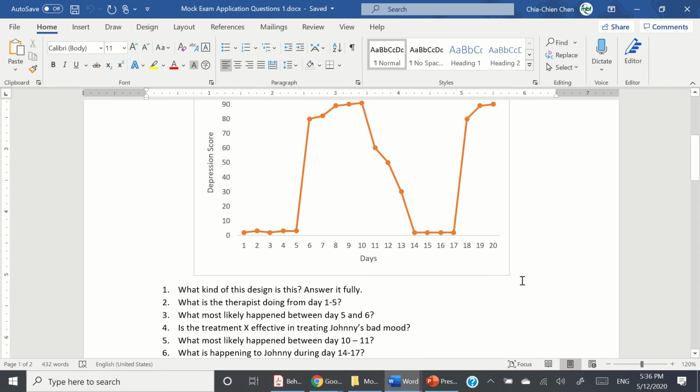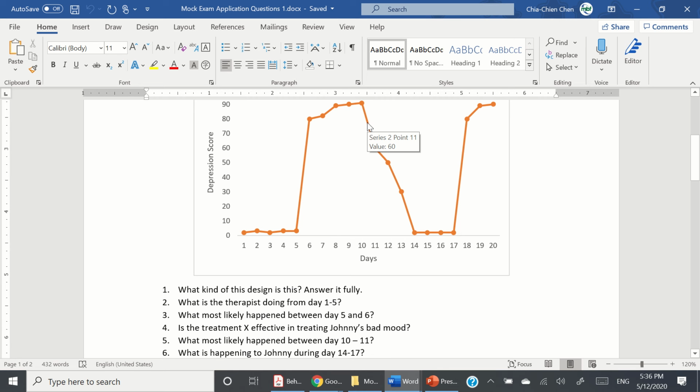Number four, is treatment X effective in treating Johnny's bad mood? Yes, it is, because you can see that right before the treatment, he was not doing very well. His scores were very low. But after introduction of the treatment, his score went very high.